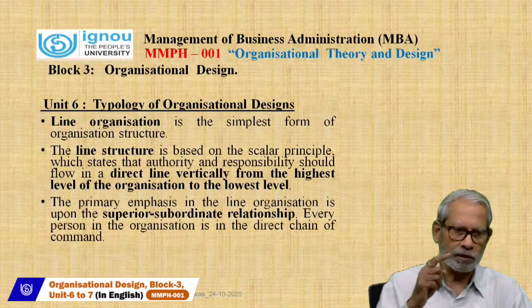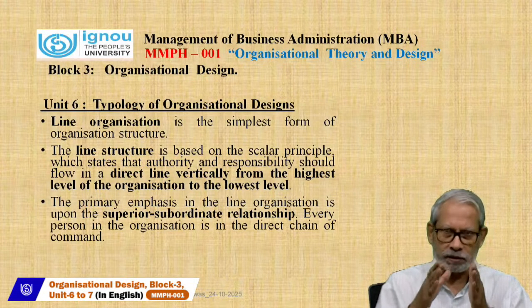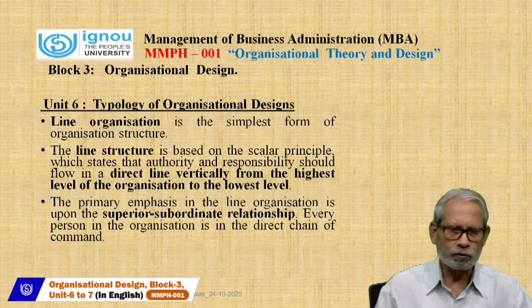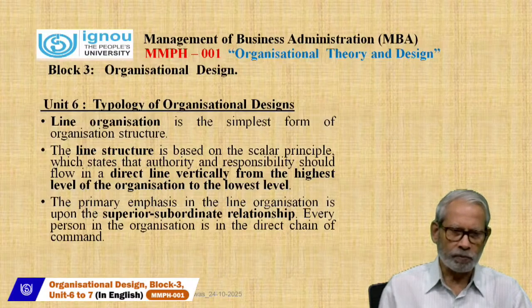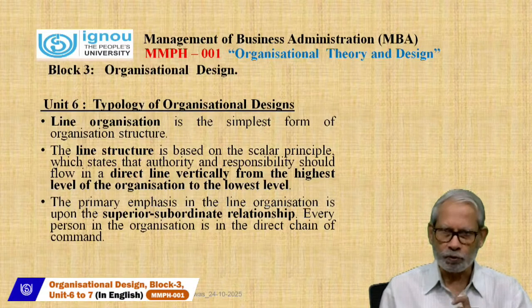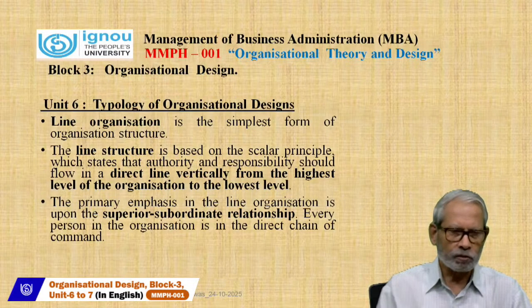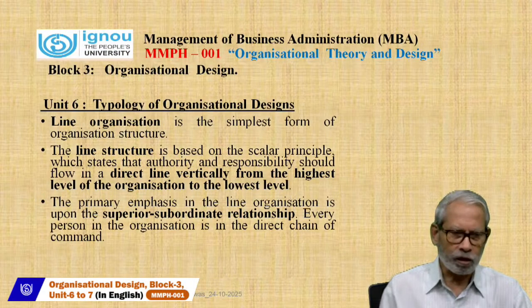So, from the highest levels of the organization to the lower levels, they are in the same line. So, this is basically what we can call the line structure. The primary emphasis in the organization is the superior and subordinate relationship. So, every person in the organization is in a direct chain of command.